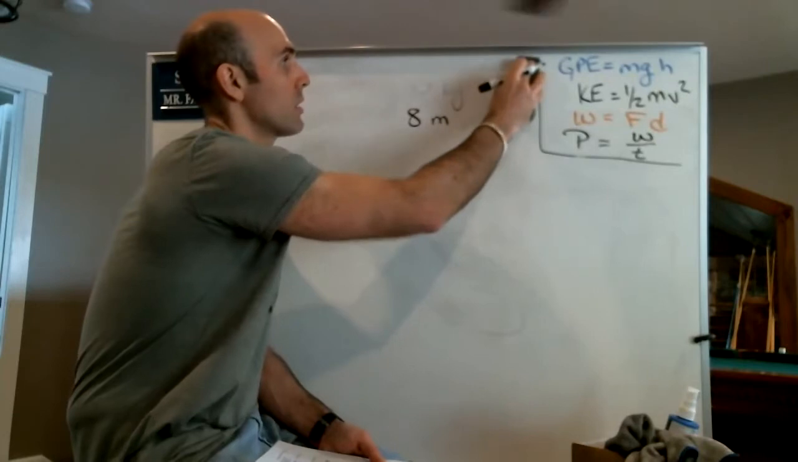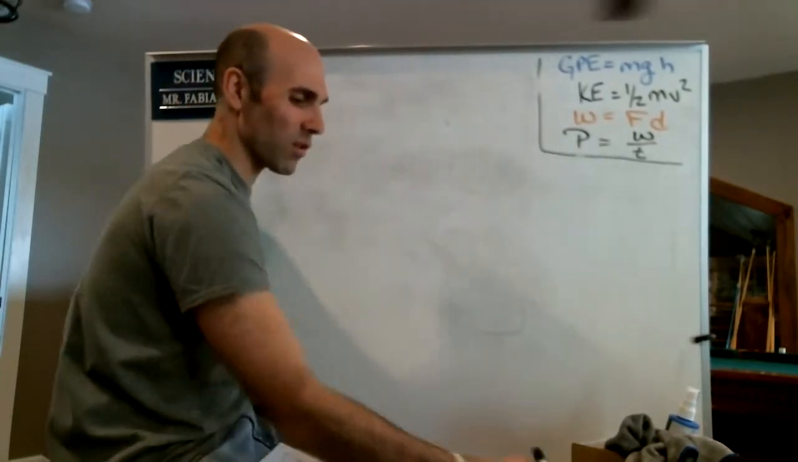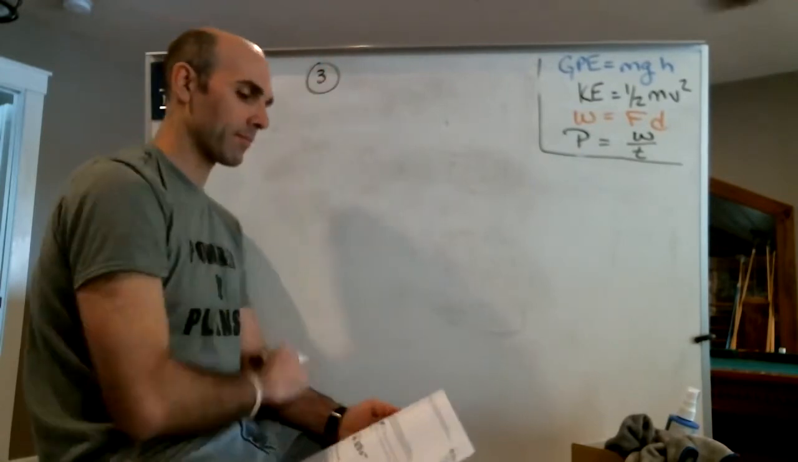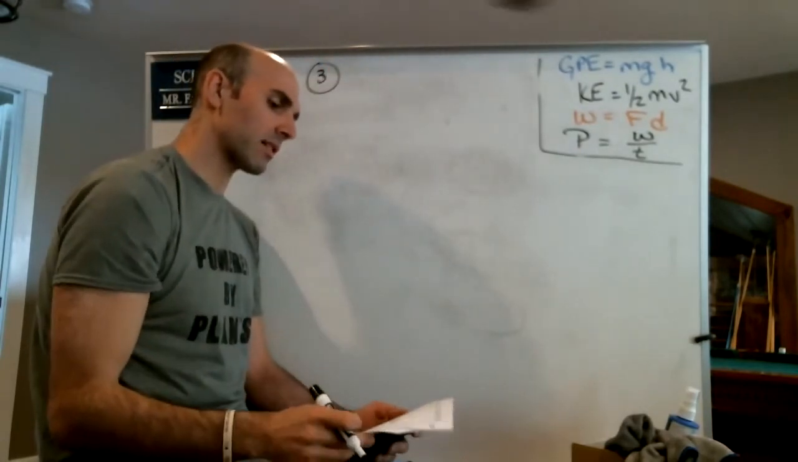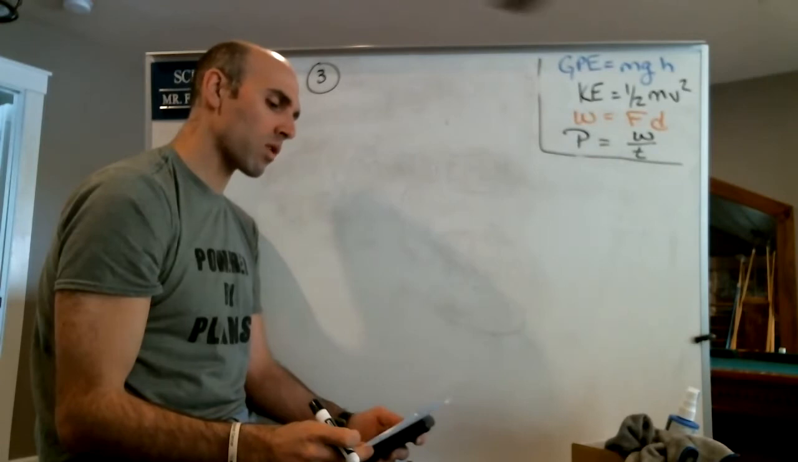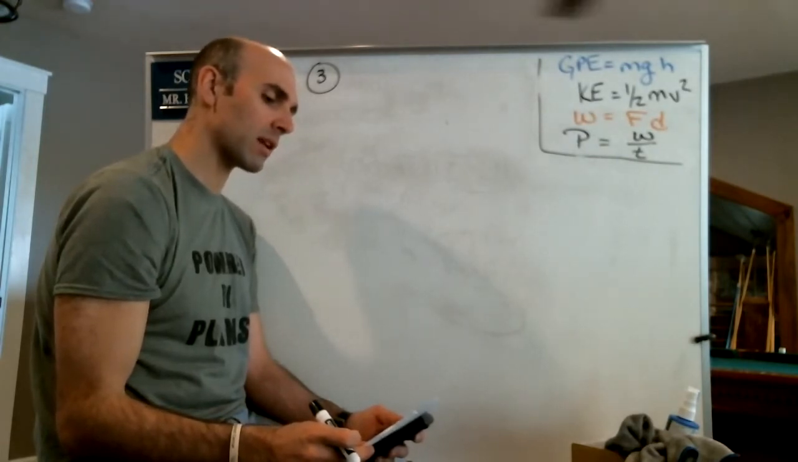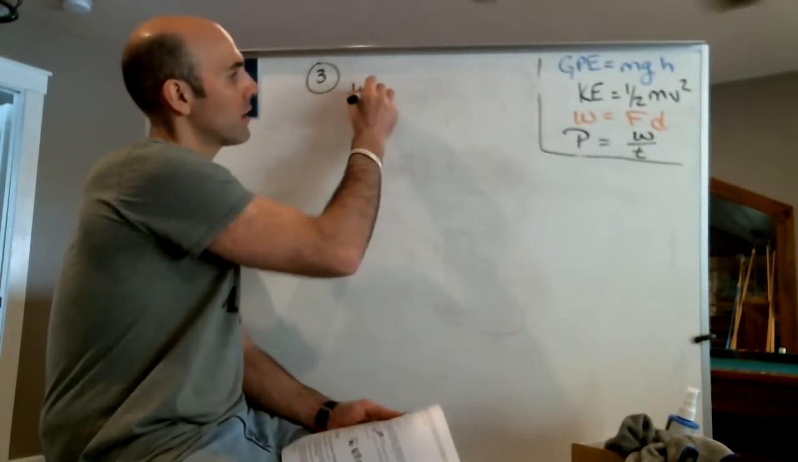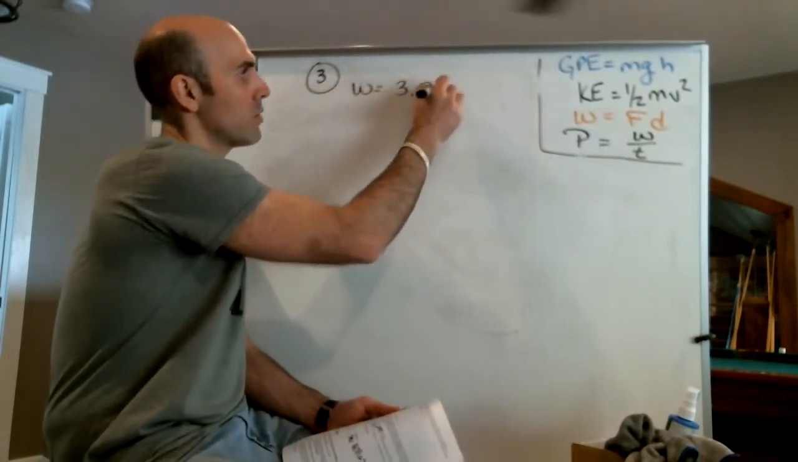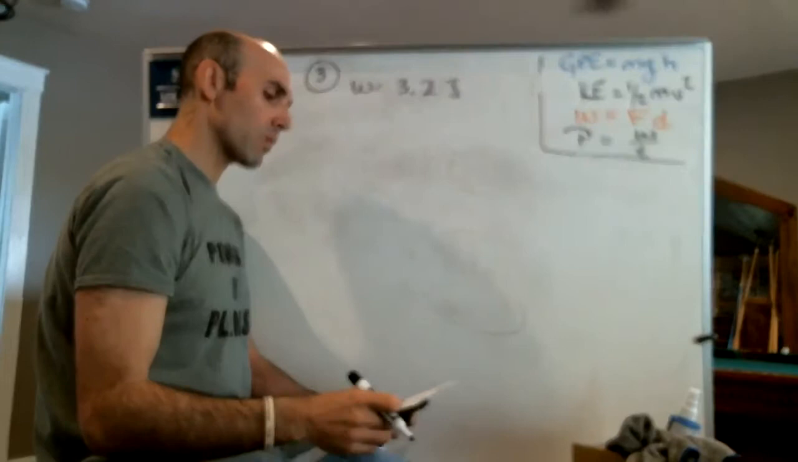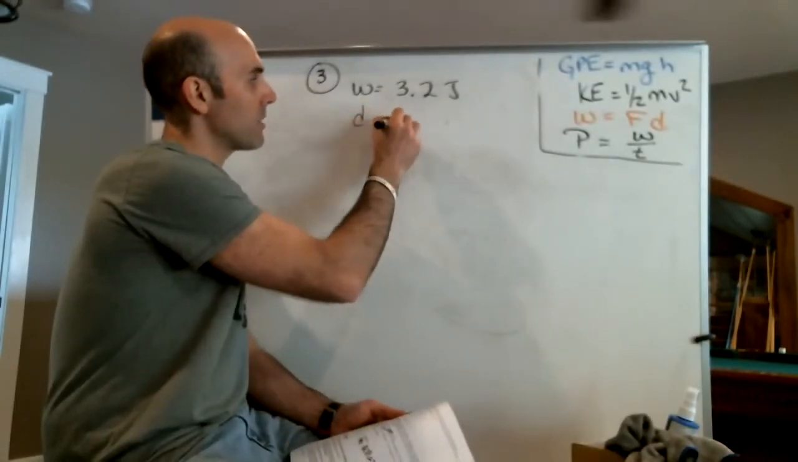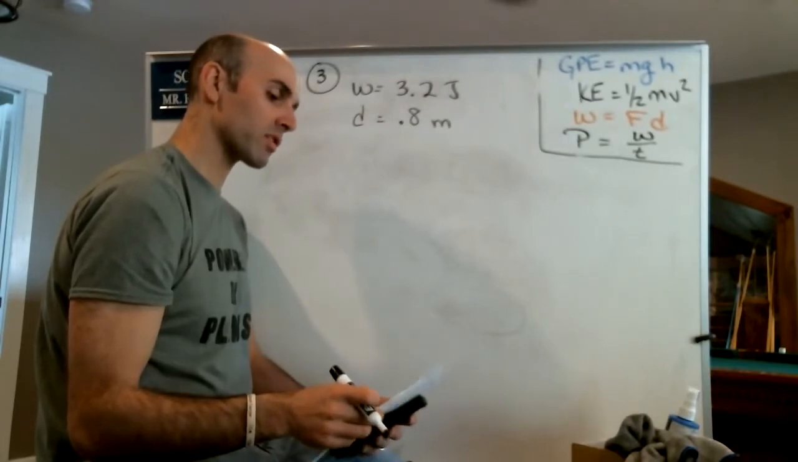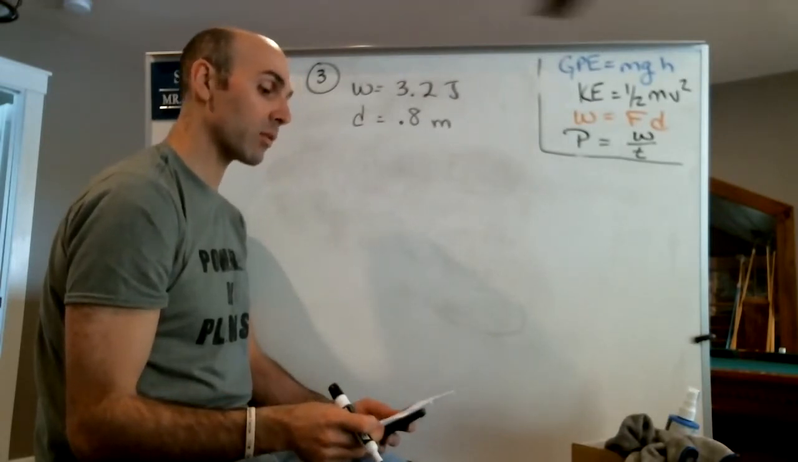All right, just 2 more to go, and we are done for this video. It's a quick one. Number 3. Marissa does 3.2 joules of work to lower the window shade in her bedroom, a distance of 0.8 meters. So we have the work as being 3.2 joules. We have the distance as being 0.8 meters. How much force must she exert on the window shade?